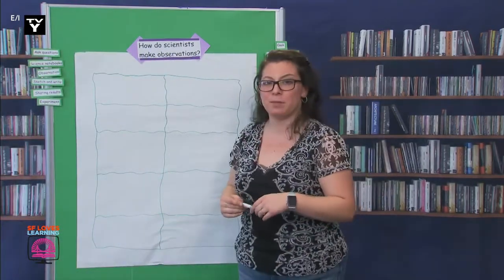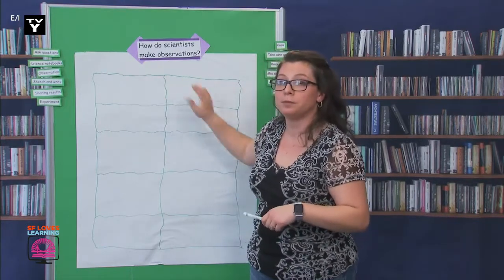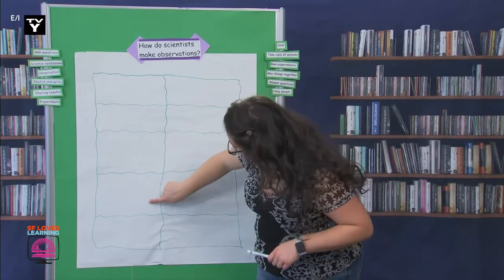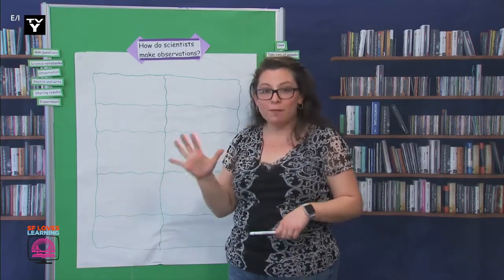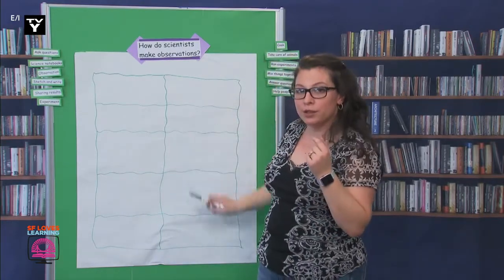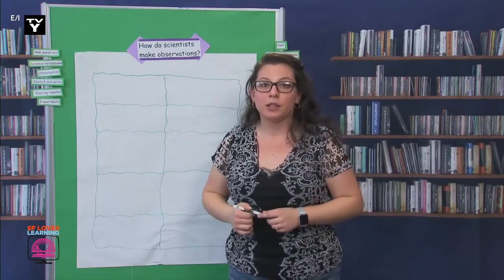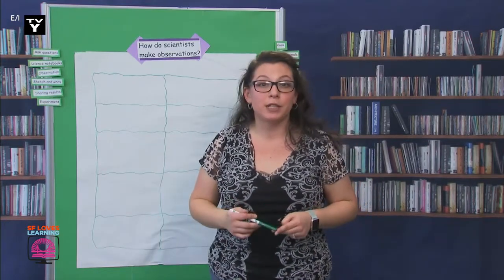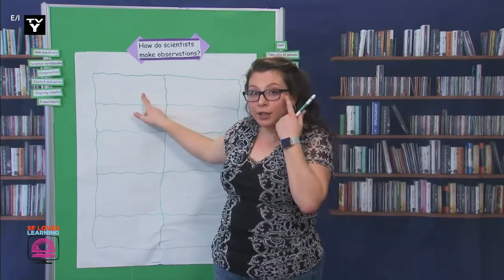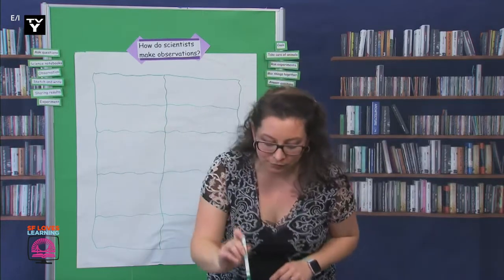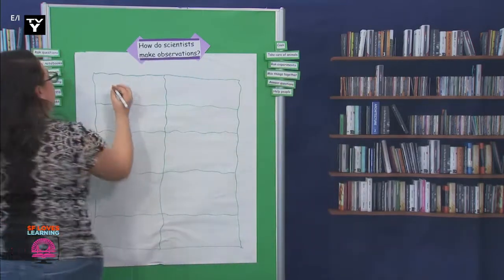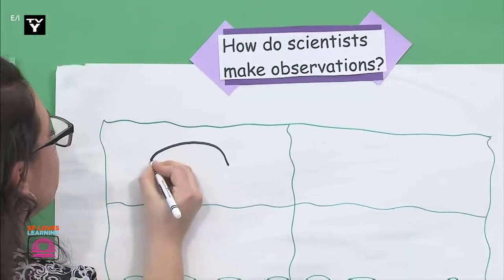Scientists, let's count how many boxes I have in each of my columns. 1, 2, 3, 4, 5. 5 boxes for the 5 senses. So now that we've drawn our 2 columns, we can label the 5 senses boxes. Since we're using our sight and touch to observe today, let's just draw those different body parts. In one box, I'm going to draw an eye, and in the other, a hand. So the eye for sight.